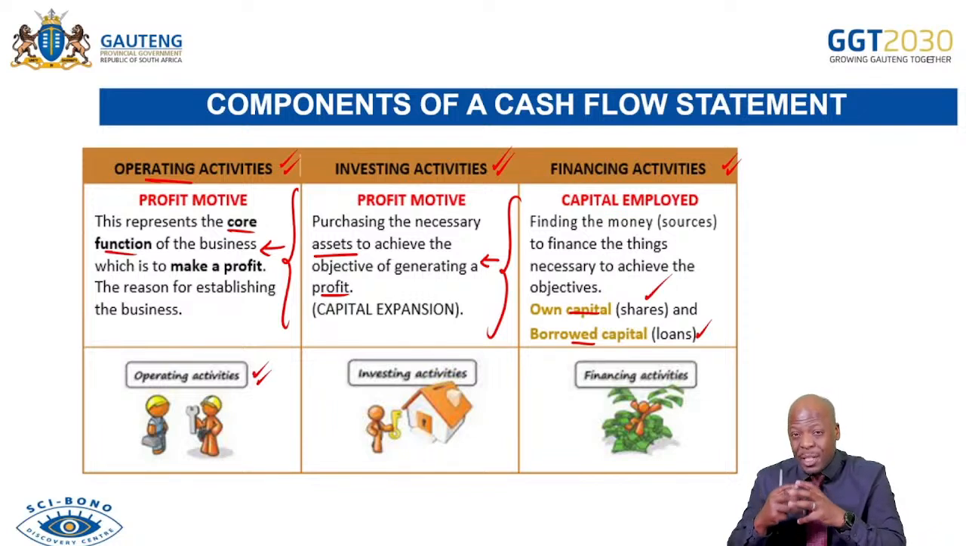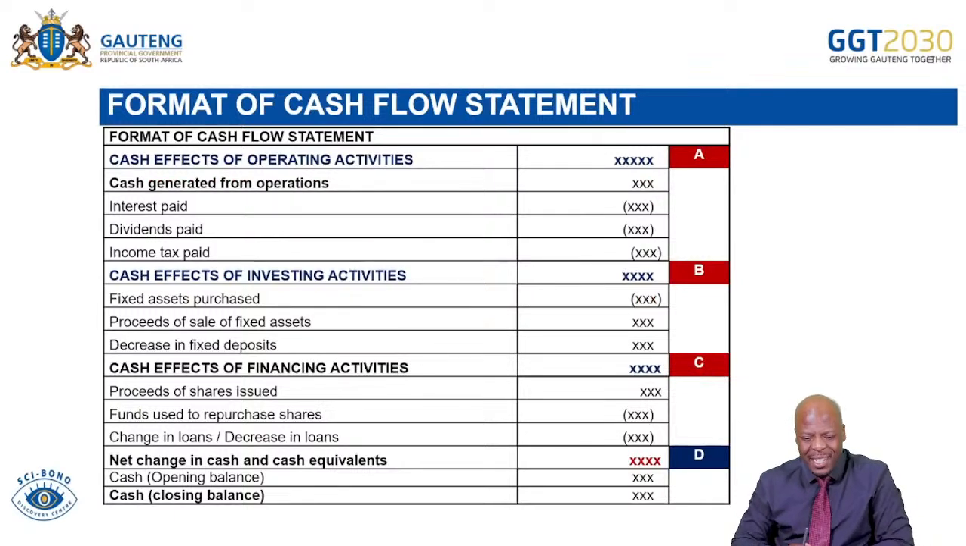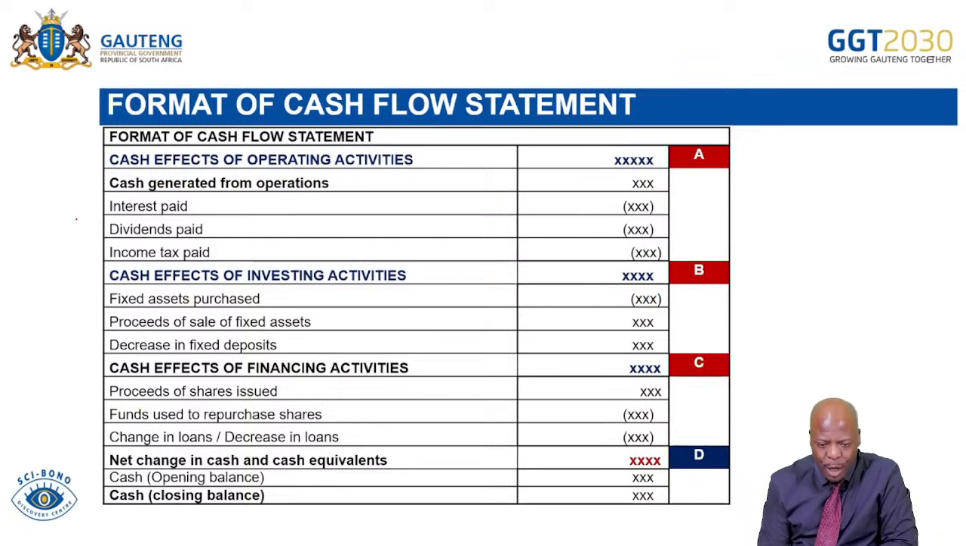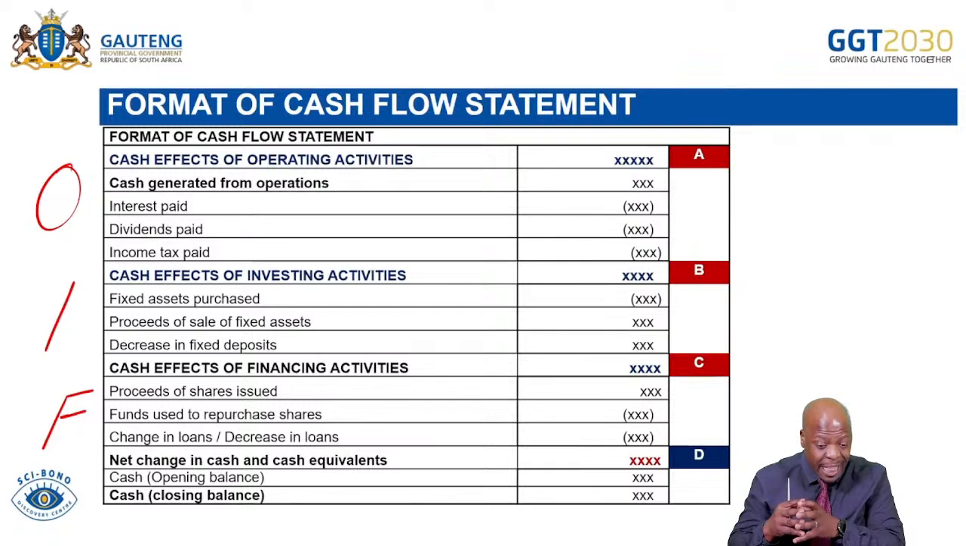But as we prepare our statement of the cash flow statement, you will see that we're going to begin with our O, that is operating activities, investing activities, and then we look at our financing activities. Okay, so here's the format. On the format, we are talking about the O, the I, and the F.